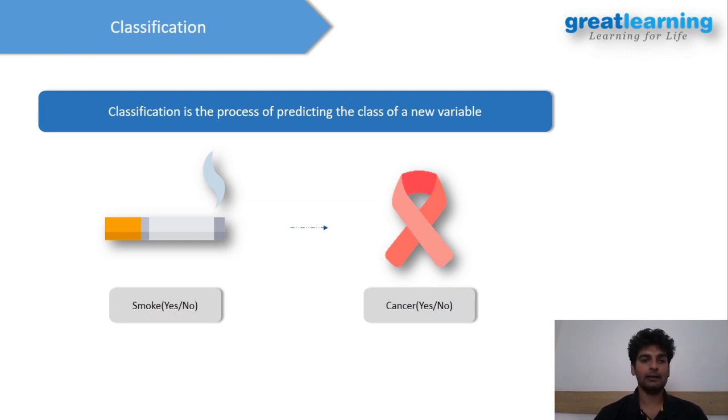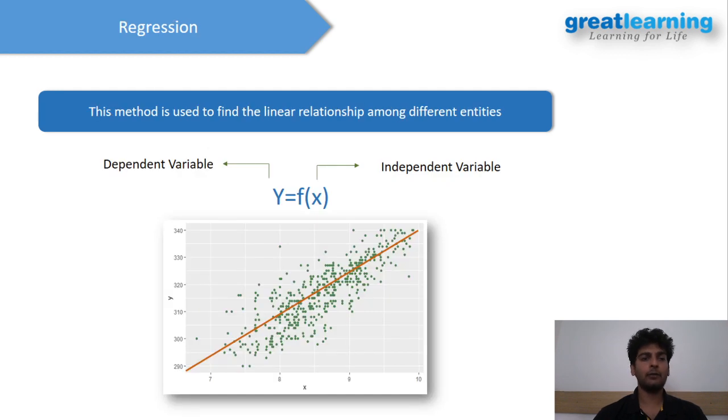underlying method of classification. Now there is another method known as regression. As it is stated over here, this method is basically used to find the linear relationship among different entities.